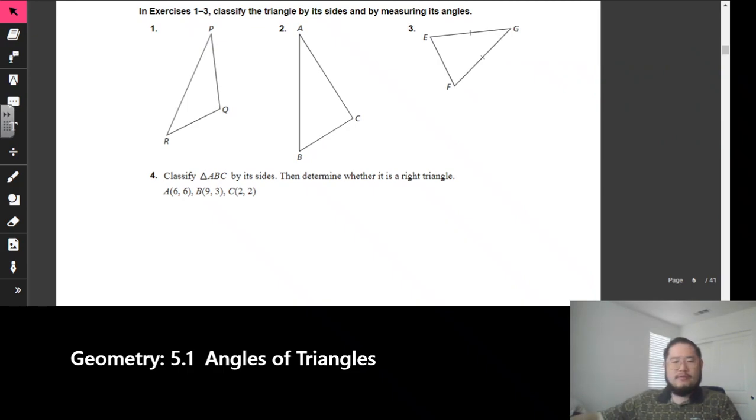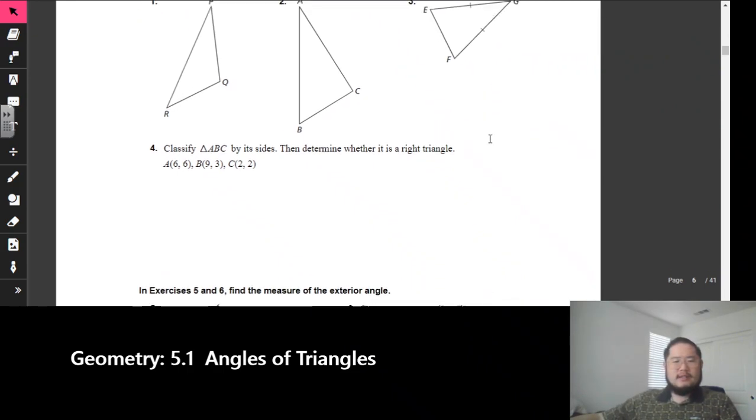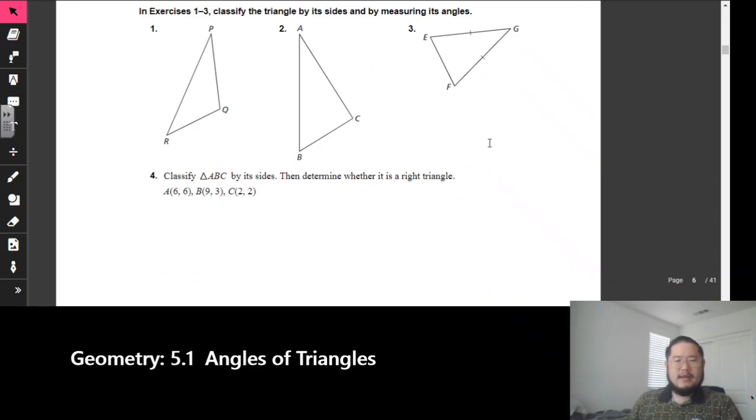Let's go ahead and move on to number 4. So we've got this problem right here. It says classify triangle ABC by its sides, then determine whether it's a right triangle. So now, what I would expect you to do is solve this problem mathematically without having to try and draw it out, because drawing will not always help us here, especially when the points are not directly above or next to each other, vertically or horizontally.